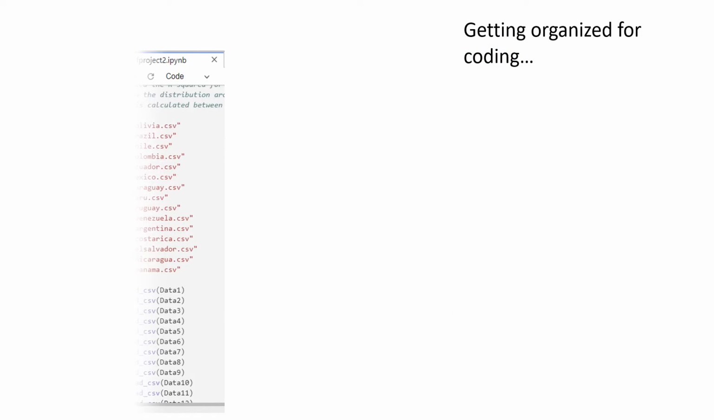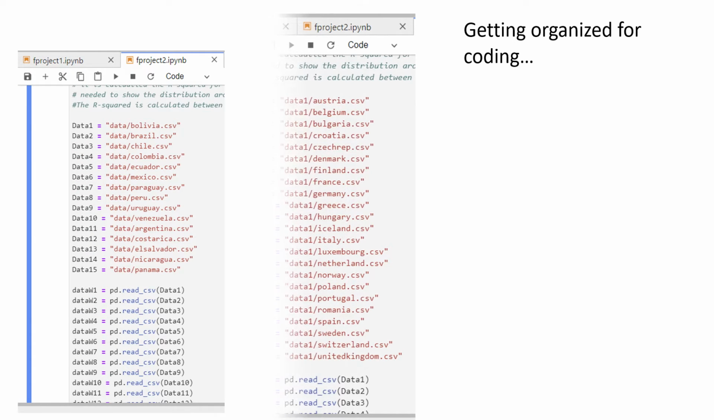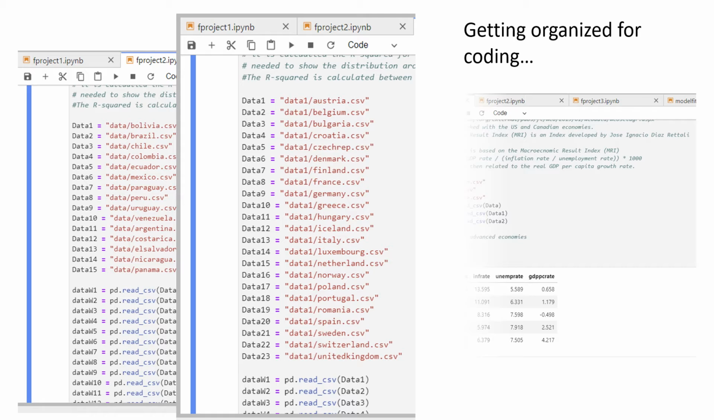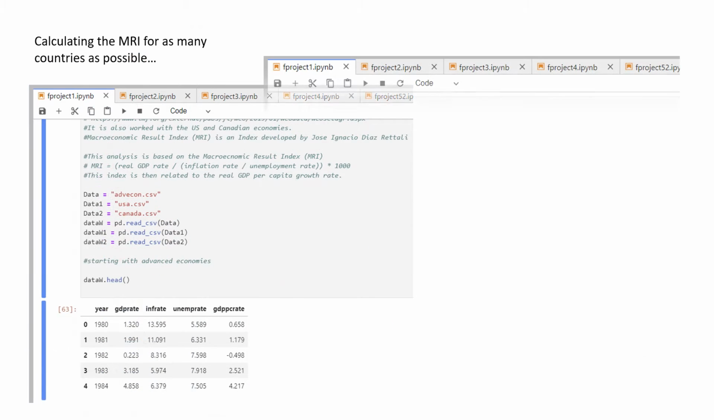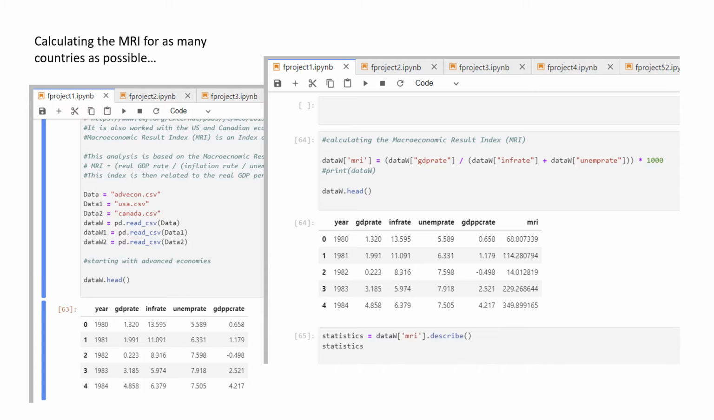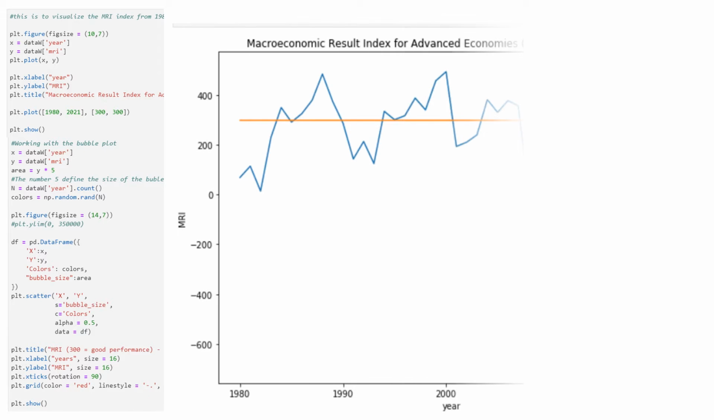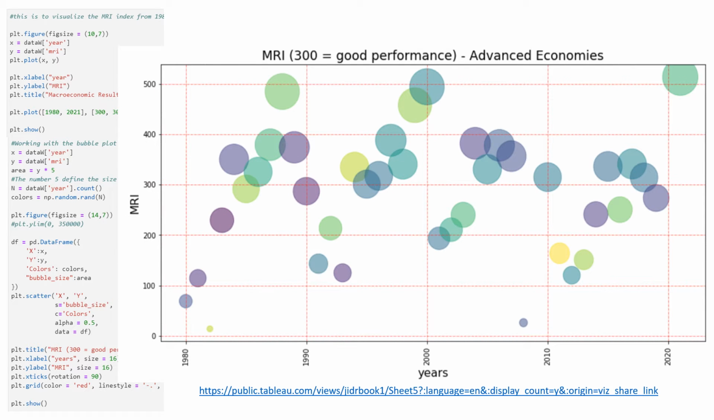The second step is to get organized for coding. And as a result, we've got three groups of countries. One for Latin American countries, another for European countries, and a special group for advanced economies, the USA and Canada. So let's code now. For each country, the MRI was calculated. And here is how the MRI looks for this group of advanced economies for 42 years.